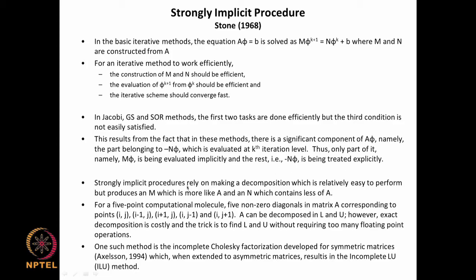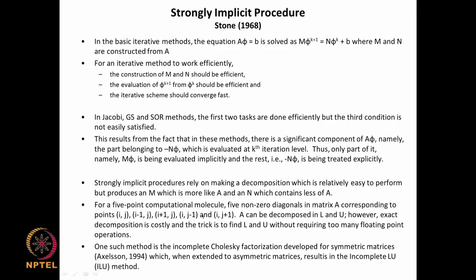Strongly implicit procedures rely on making a decomposition which is relatively easy to perform, so that the construction of M and N is efficient, but in which M is more like A. If M is more like A, then that means more of A phi is being treated implicitly and less of it is remaining in N phi. So, this is the basis for this strongly implicit procedure. The idea is good, but how does it actually work?